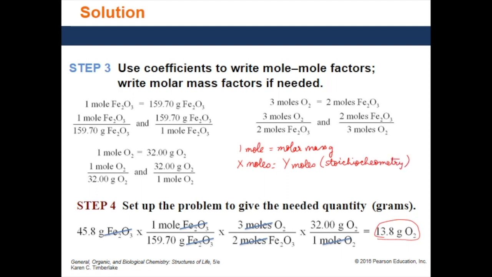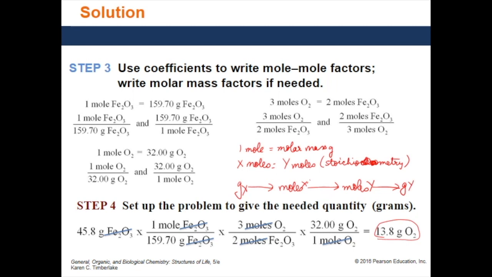stoichiometry. So you could go from grams of one to moles of one, and then from moles of one to moles of other, and then from moles of the other to grams of the other. So grams of X to moles of X, moles of X to moles of Y, and then from moles of Y to grams of Y.